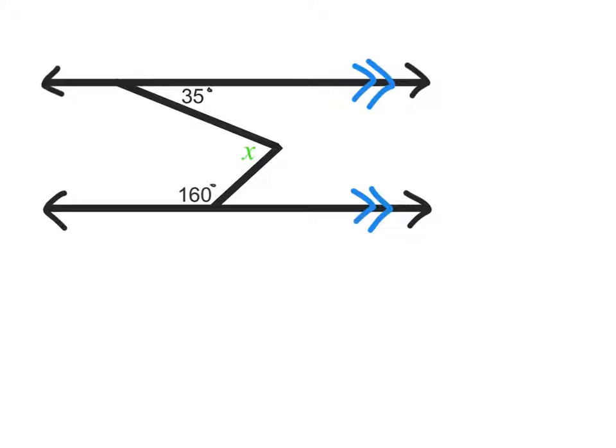Hi, I'm 218. Let's take a look at a crook problem. A crook problem has two parallel lines, right? We've got our lines marked parallel, and it has some kind of zigzag in the middle. So we need to find a way to solve for x.